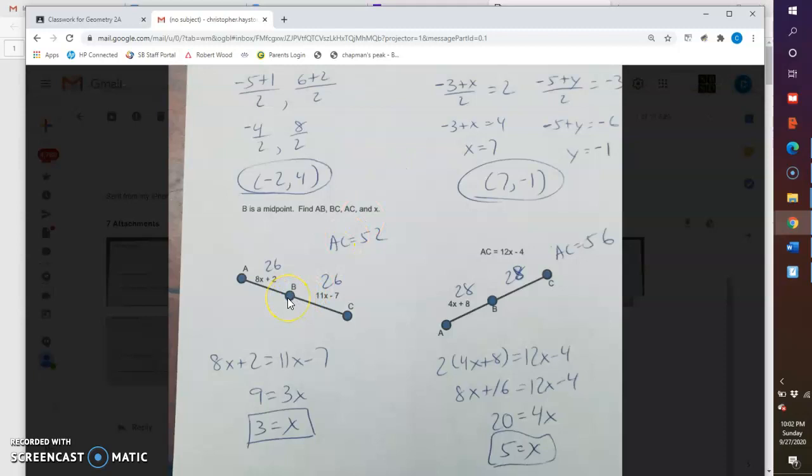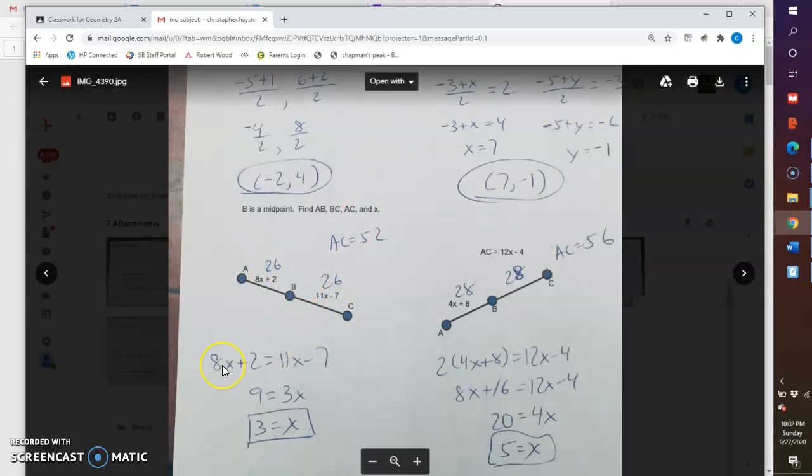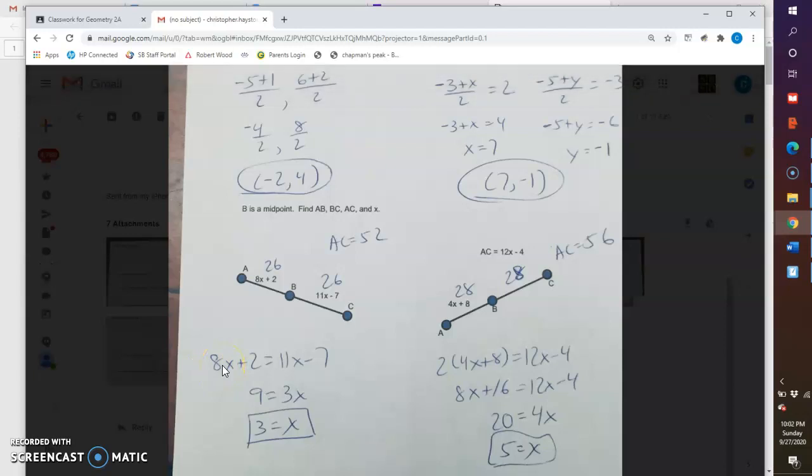Now, when you are told you have a midpoint, now you can set segments equal. That's why here I can do 8x plus 2 equals 11x minus 7. And through the algebra, my x equals 3. I plug it back in, 26, 26, and the entire line of AC has to be 52.